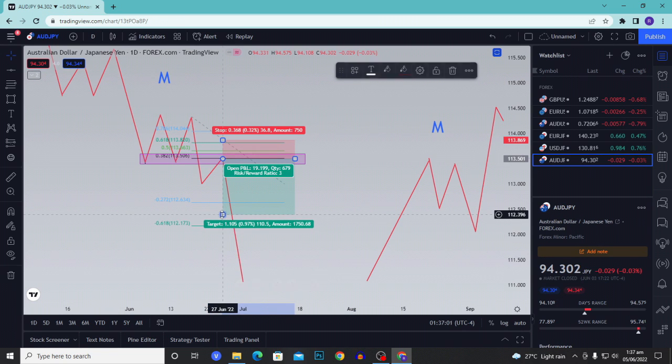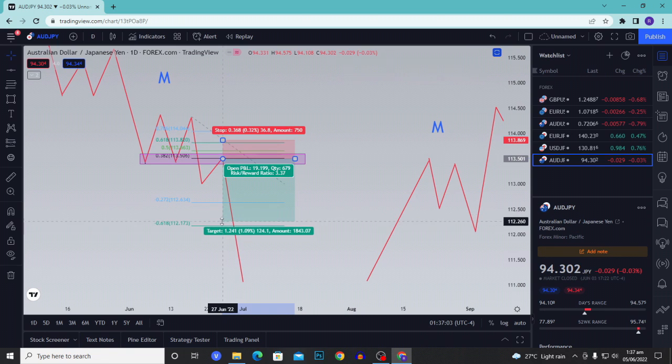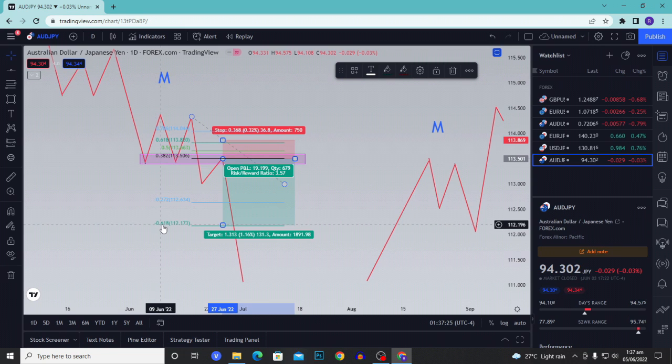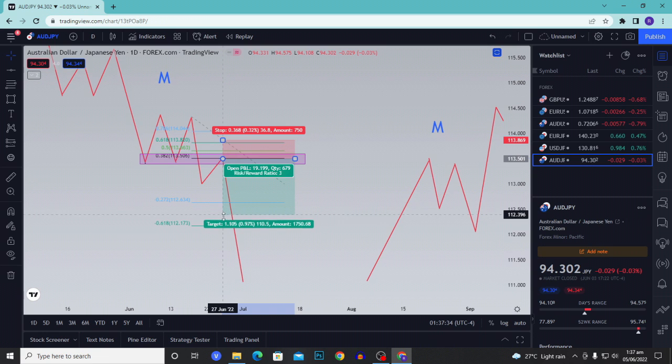Or in some cases, we can use the negative 0.272 point on the Fibonacci for our take profit. If it does not come up to a 1 to 3 risk to reward ratio, we use our negative 0.618 point on the Fibonacci. Or you can just go for a simple 1 to 3 risk to reward, any one you want.